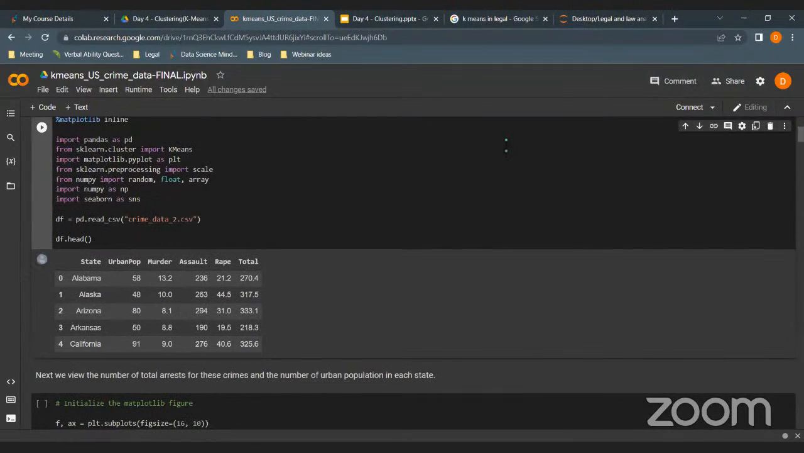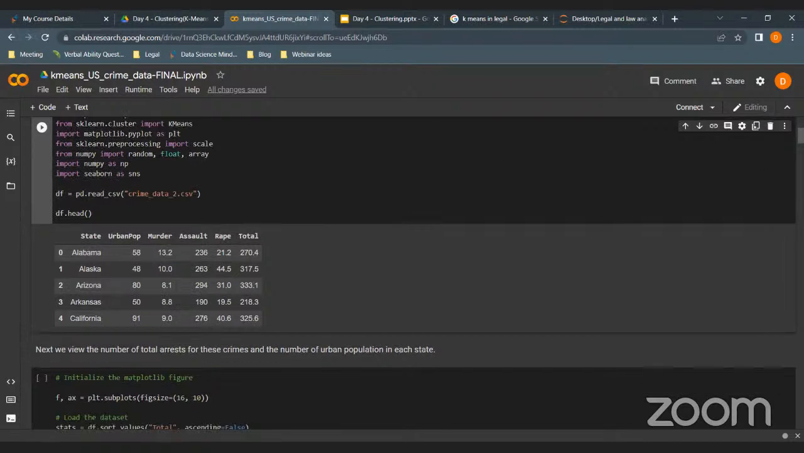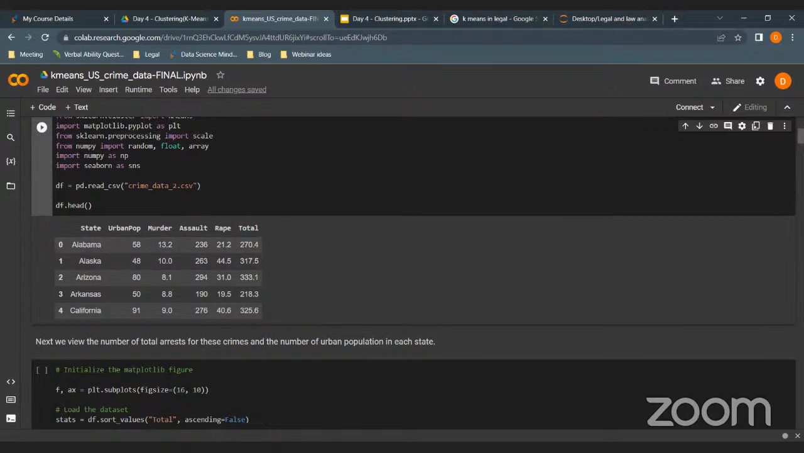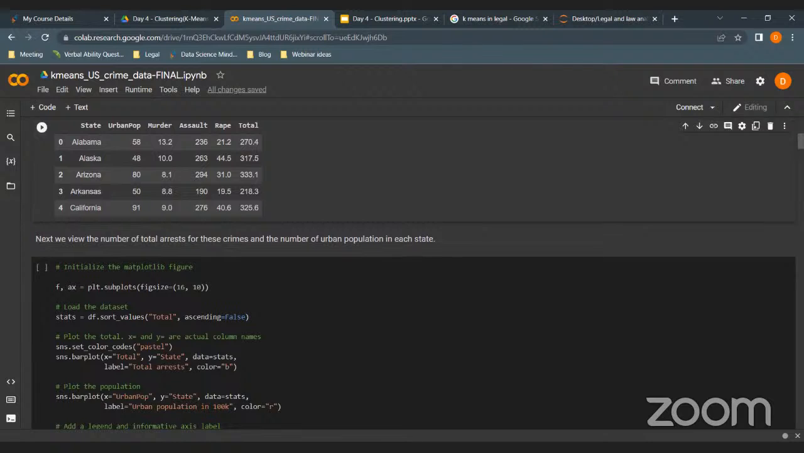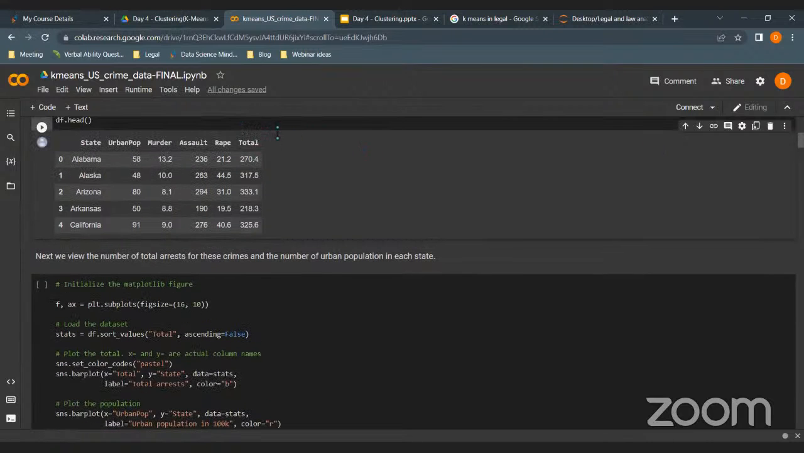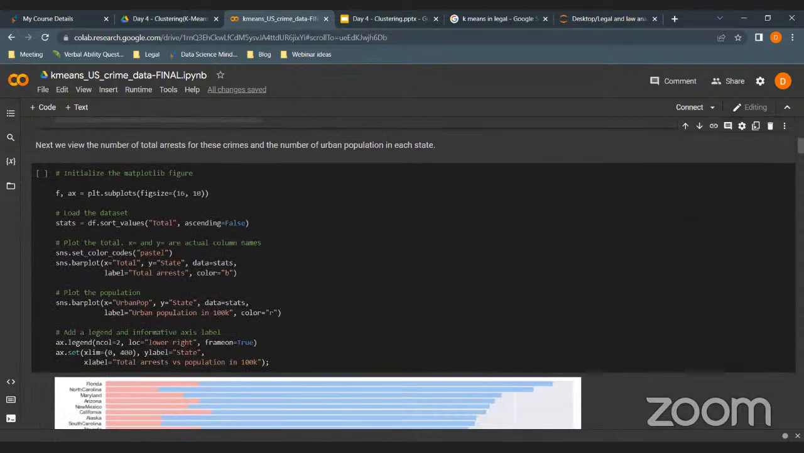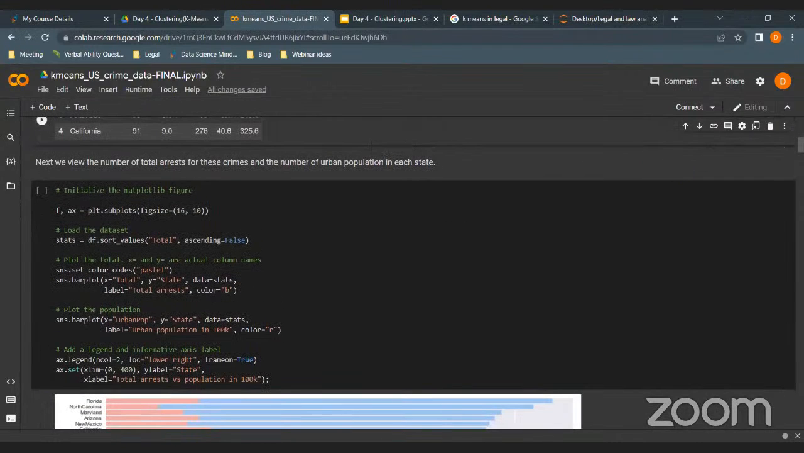So let's see what we are doing here. We are importing the basic libraries and also the data set. Okay, so this is a snippet of this data set. We have the state, then urban population, number of murder cases, number of assaults, number of rapes, and total number of arrests, sorry, not crimes. Total number of arrests. Okay, so we are doing some EDA here.